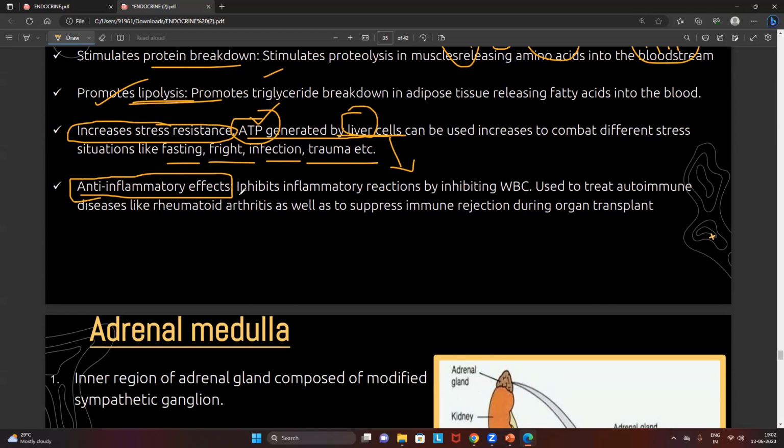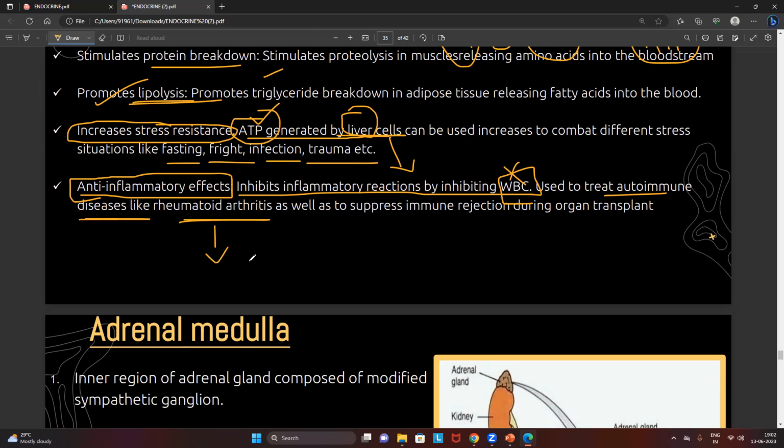See, listen to what I have written. It inhibits the inflammatory reactions by inhibiting the WBC. What the cortisol is doing is blocking, or inhibiting, the WBC. That is the reason we use cortisol as one of the drugs of choice to treat autoimmune diseases like rheumatoid arthritis. Every student commonly knows this, right?